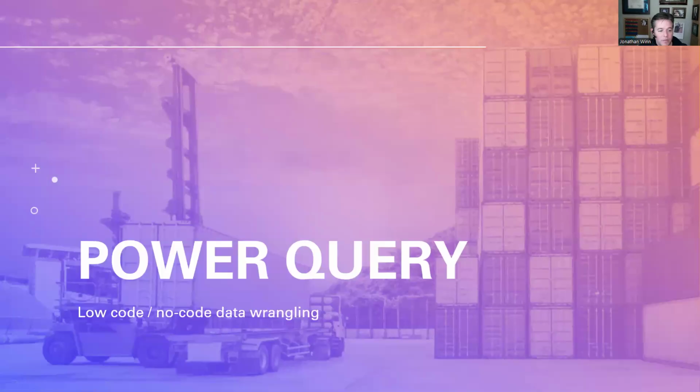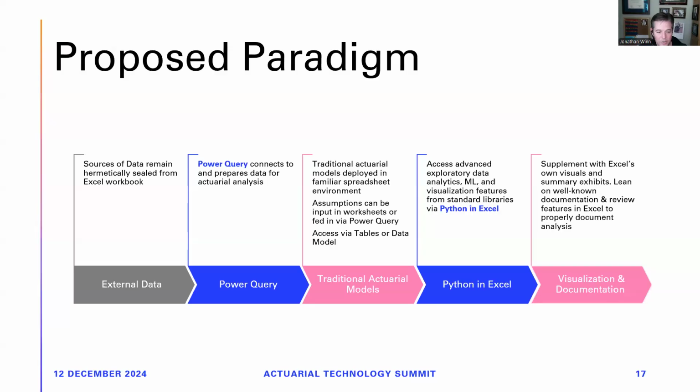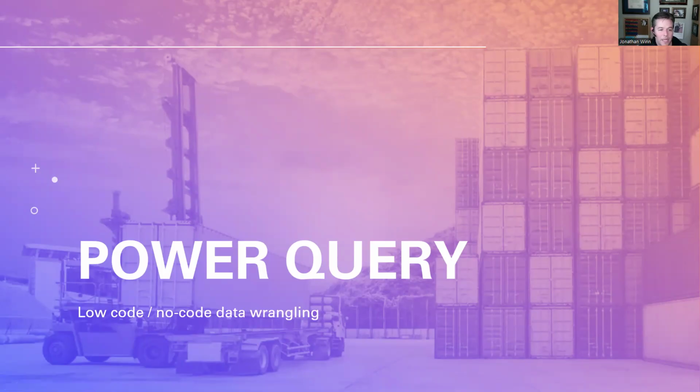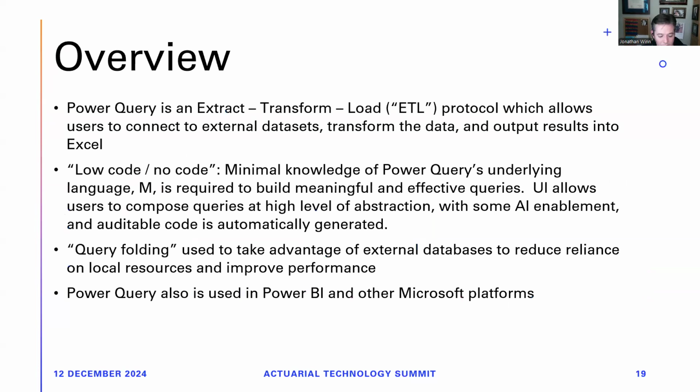Now, the first of these two blue features here that I wanted to talk about is Power Query. And again, I think Andrew Chan has an excellent deep dive today. I would really recommend anyone interested in this to check out his talk. I won't go in too deep. So Power Query is what's called an ETL protocol. That's extract, transform, load. It's low code, no code. I don't have to learn the base language, which is called M.